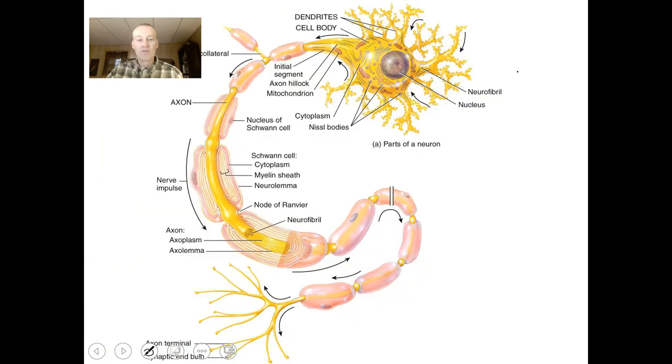So, as we were looking at, you do have retrograde transport through the axon, and you have anterograde transport through the axon, and this allows for information to be sent from the cell body to the axon, and from the axon back to the cell body.